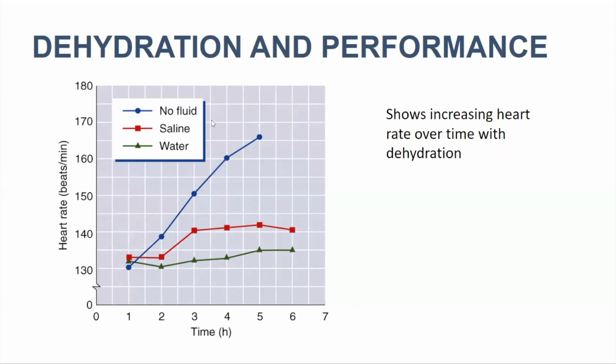But notice in both scenarios, cardiovascular drift has occurred, where although the workload remained the same, in both the red and green scenarios with either water or saline, heart rate slowly drifted up over time, showing that there was additional dehydration and water loss.